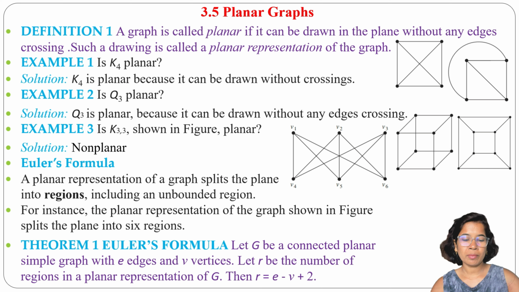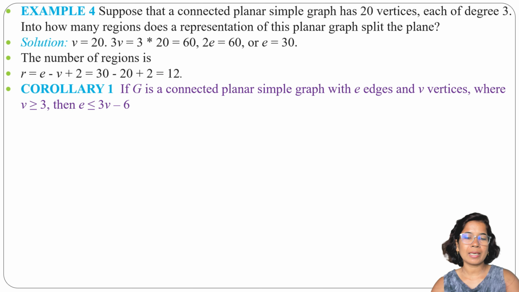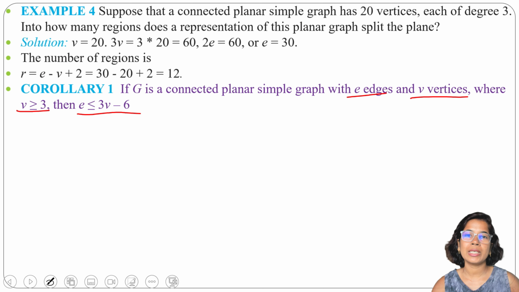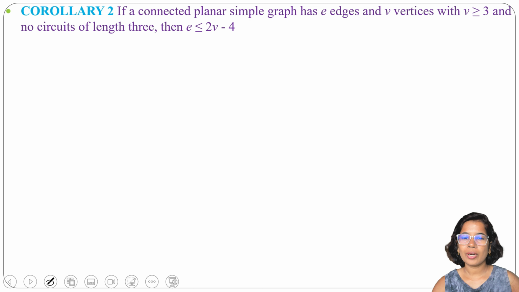So a region is surrounded by the edges. Then Euler's theorem: R plus V equals E plus 2, where R is the number of regions, V is vertices, E is the number of edges. Corollary 1: if G is a connected planar simple graph with E edges, V vertices and V greater than or equal to 3, then E is less than or equal to 3V minus 6. Corollary 2: if V is greater than or equal to 3 and there is no circuit of length 3, then E is less than or equal to 2V minus 4.